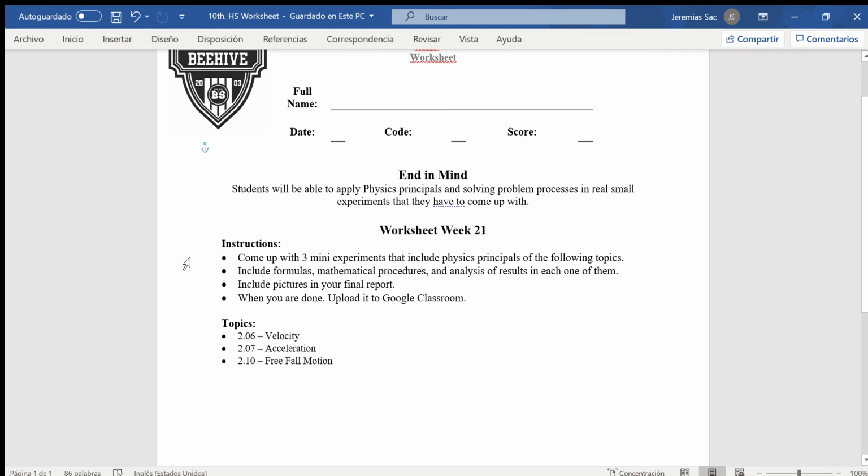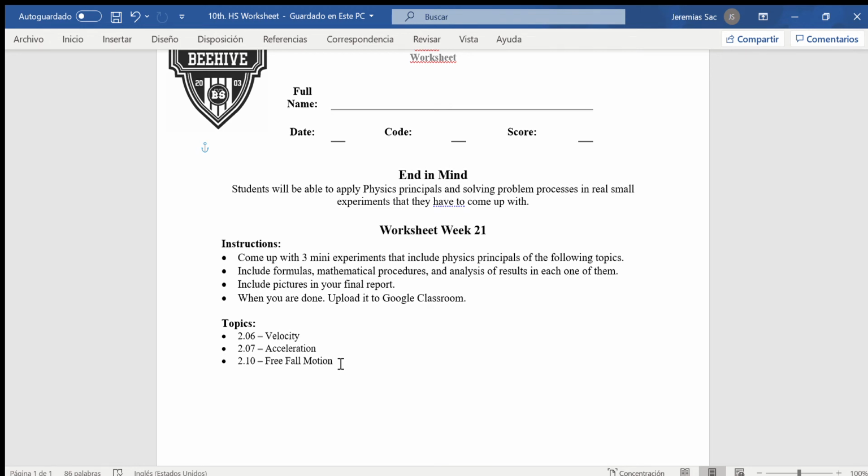So, number one, come up with 3 mini experiments that include physics principles of the following topics. Here you have the list of topics that you need to include in your report. You need to include a mini experiment for velocity, a mini experiment for acceleration, and a mini experiment for free fall motion. So in total, you need to include 3 mini experiments, all right?